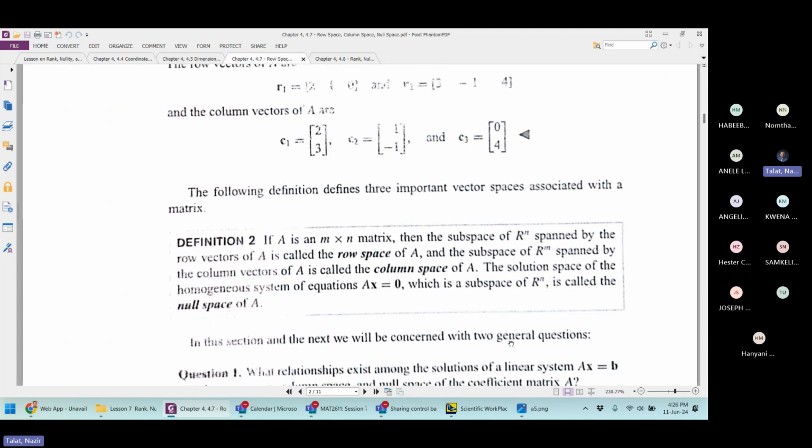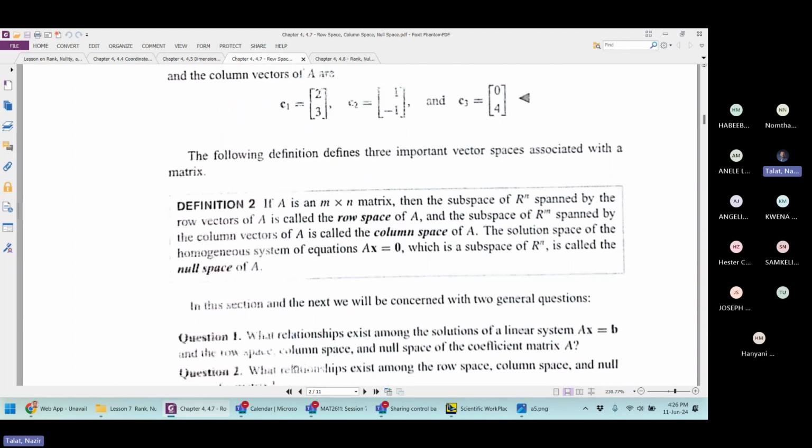So the important thing is that if A is any n cross m matrix, then the subspace of Rn spanned by the row vectors of A is called the row space of A, and the subspace of Rm spanned by the column vectors is called the column space of A. And similarly, the solution space of a homogeneous system, which is a subspace of Rn, is called the null space.